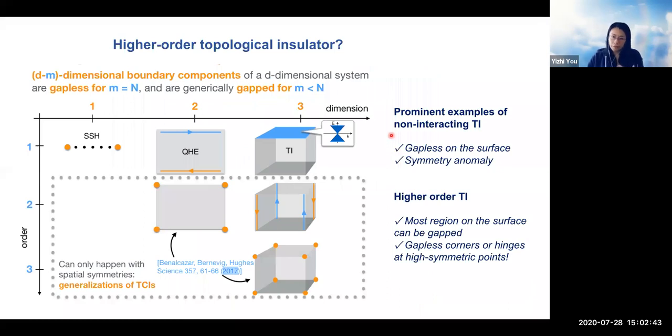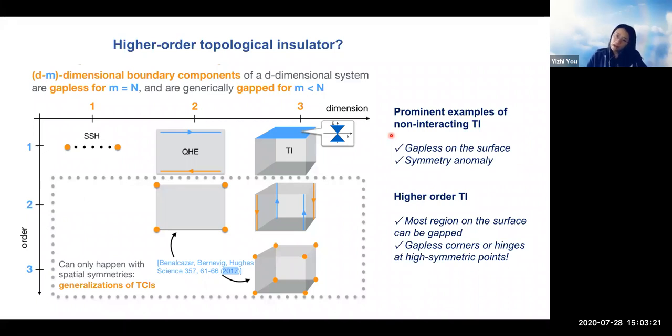So now let's begin with a simple and pedagogical introduction on what it means by a higher order topological insulator, although I believe most people in the audience here already heard about it or know very well about it. So for the usual prominent examples of topological insulator in the weakly interacting region, we know it refers to one kind of charge insulator where the charge degree of freedom is fully gapped in the bulk. However, in the presence of boundary, we will have some gapless degree of freedom living on the surface protected by symmetries, and there's also some symmetry anomaly which appears at the boundary. So that is the usual definition of ordinary TI.